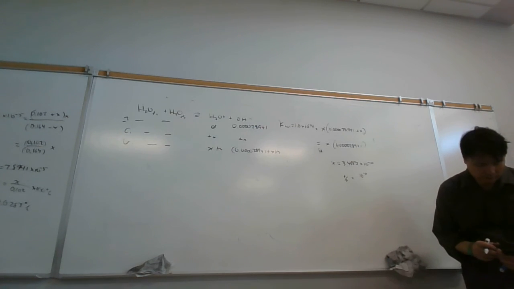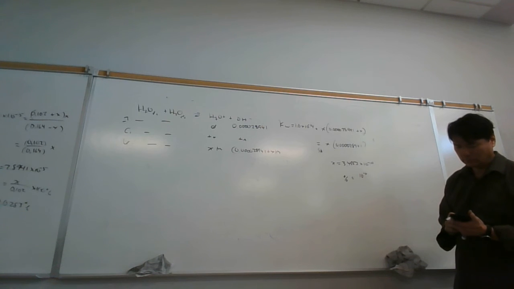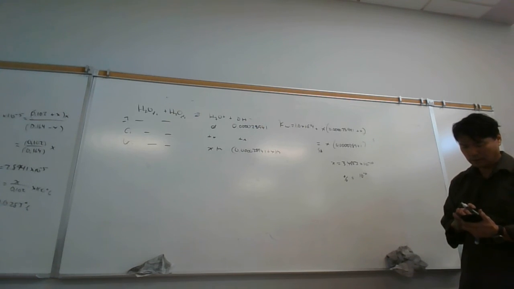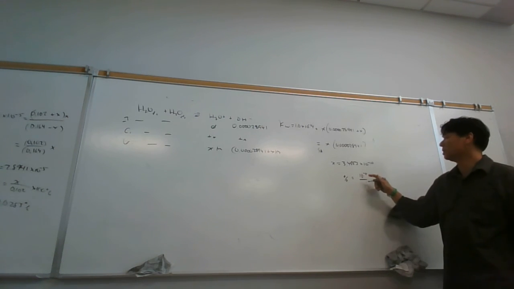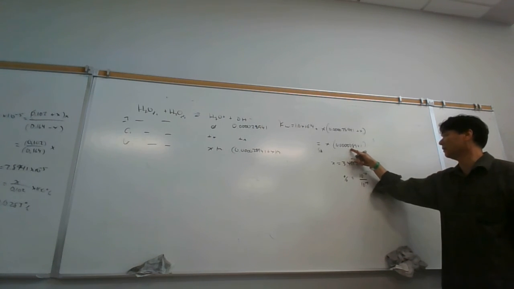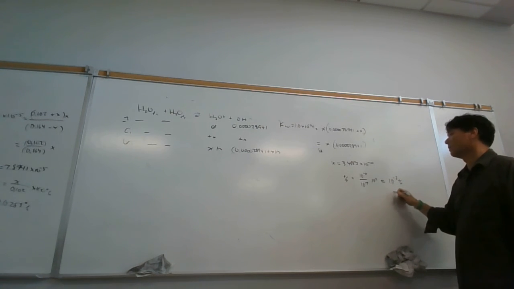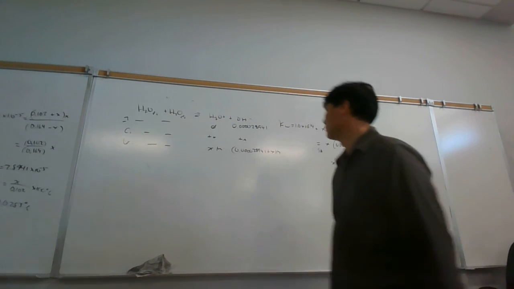Yeah. Okay, let me double check that. Maybe I messed up something. That's 2.8. Oh, yeah, I messed up. Okay. Yeah, that's me. So the change is 10 to the minus 10. The initial is 10 to the minus 5, roughly, times 10 squared. So it's going to be about 10 to the minus 7%. 10 to the minus 7% is good.